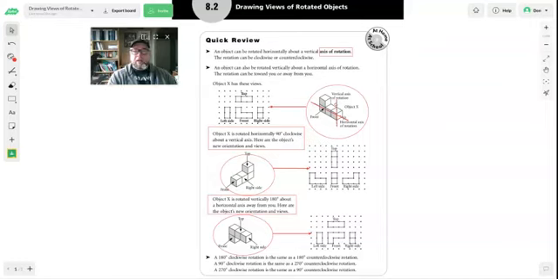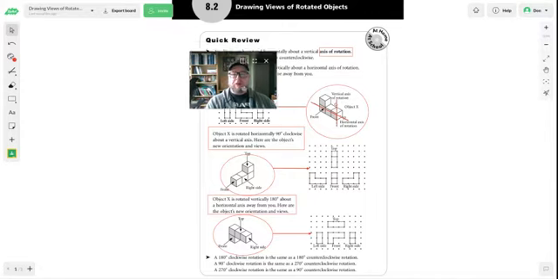Hey everyone, 8.2, drawing views of rotated objects. This is going to be one of our last little lessons for the finale of Math 8. I left probably the most difficult part to be delivered online for the last thing. We should have probably done this first, but that's all right.